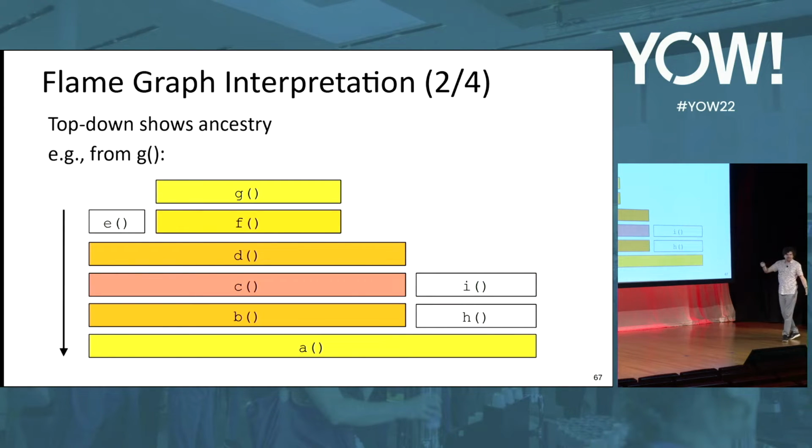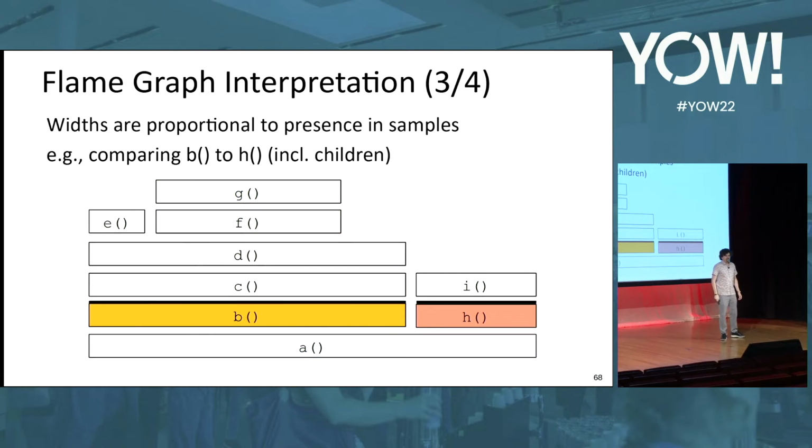When you read down, you see the ancestry. G was called by F, was called by D, was called by C, and so on. The widths are proportional to the presence in the samples. I can look down in the stack and see that B and its children looks like about 3 times more than H and its children.